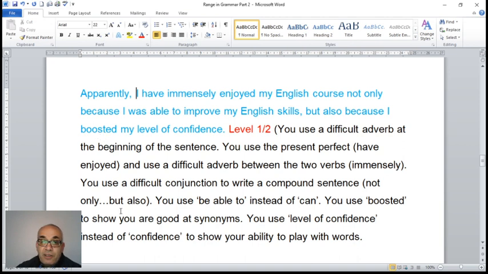You use boosted, again. You did not say improve, you said boosted. Boosted means improve, but boosted is high level 1, level 2. You use boosted to show you are good at synonyms, and again you are showing the range. You use level of confidence instead of confidence. You can say my confidence, but when you say my level of confidence, you are showing your ability to play with the words, and you are showing the range.